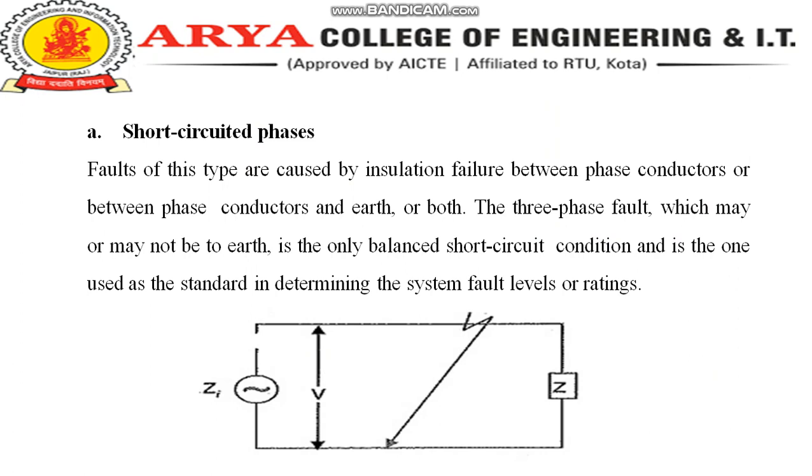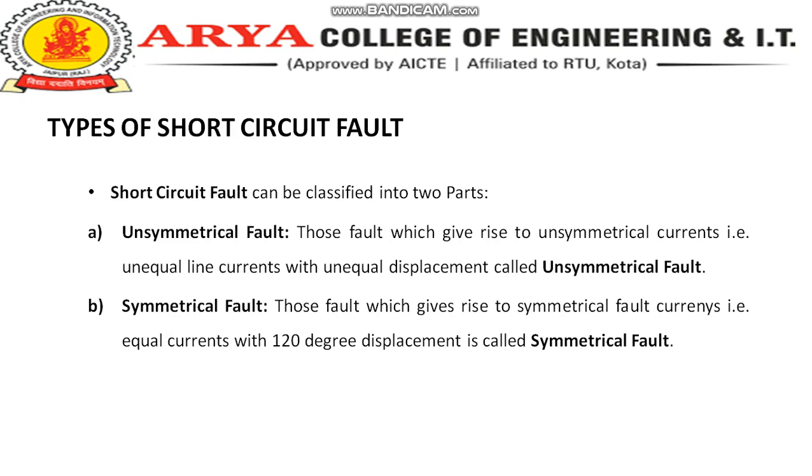First one, short circuit faults. Faults of this type are caused by insulation failure between phase conductors or between phase conductors and earth, or both. The three-phase fault, which may or may not involve earth, is the only balanced short circuit condition and is the one used as the standard in determining the system fault levels or ratings. This is the basic diagram of a short circuit as shown in the figure.